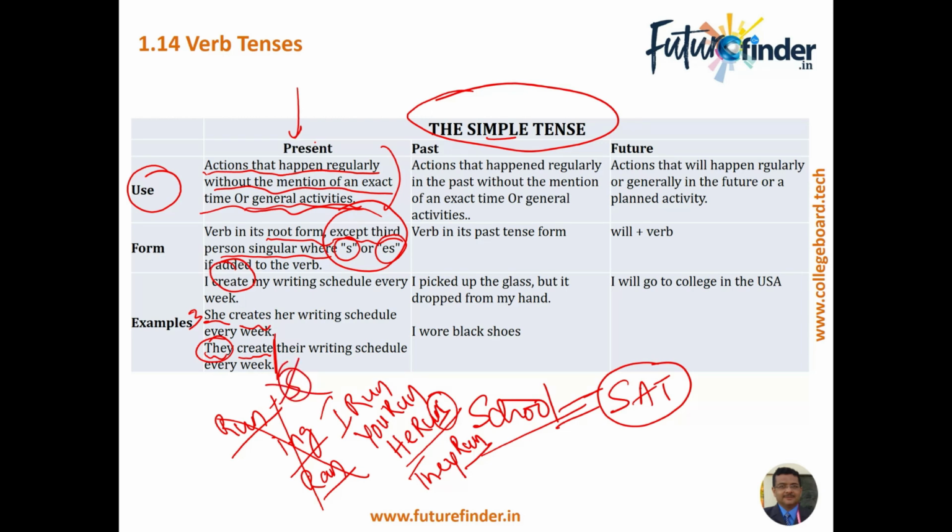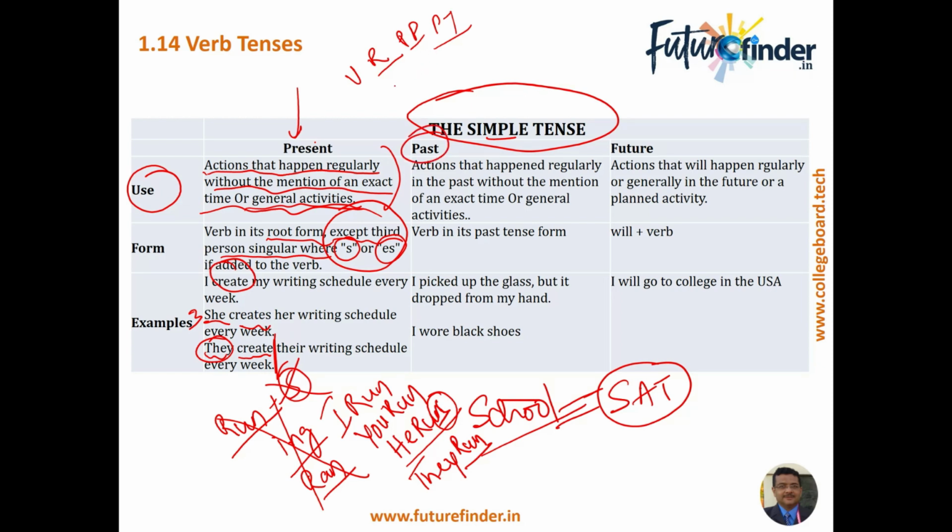Okay. When it comes to the past tense, these are actions that used to happen regularly in the past. As for example, I wore black shoes to school, right? So the verb in this case is in the past tense. Now, as we have already mentioned when we saw the chapter or video on verbs, a verb has got three forms, right? One, the root, then there is the past participle, and then there is the past tense. Out here with the simple past tense, we use the past tense of the verb.